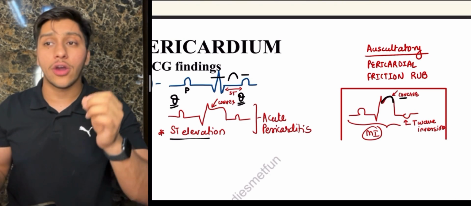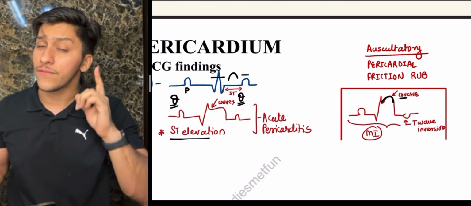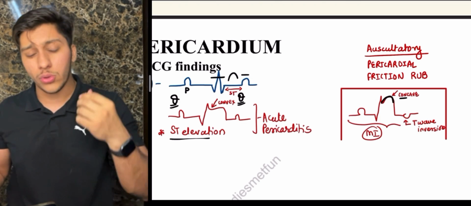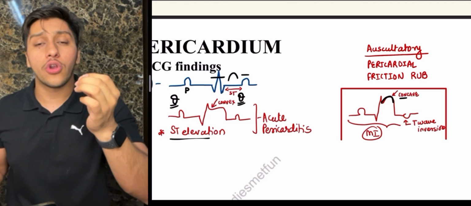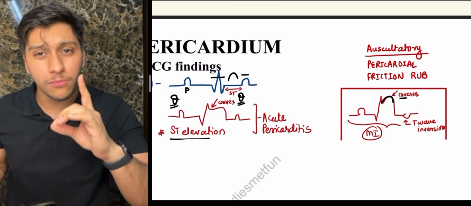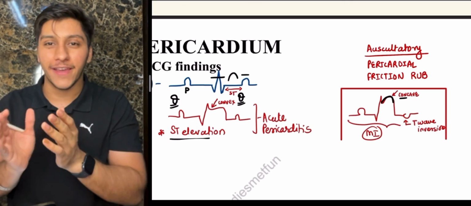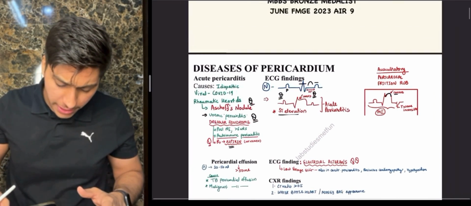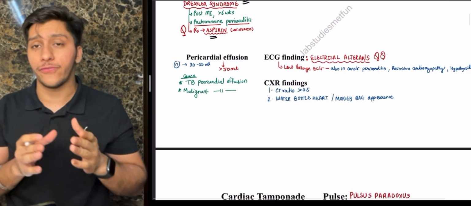Other findings, like auscultatory findings, you can have something which is pericardial friction rub. So anything with a pericardial friction rub, along with that an ST elevation, your answer is acute pericarditis. What is the most common cause? Idiopathic. Very good.